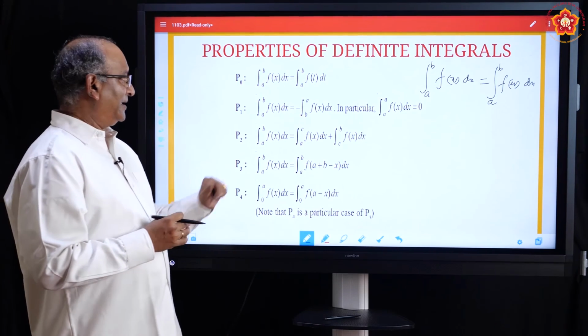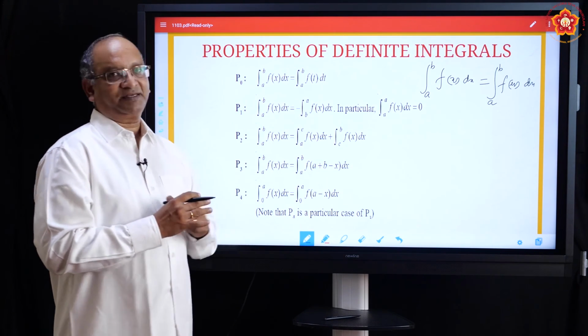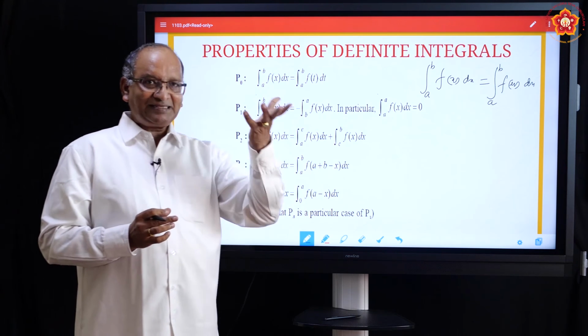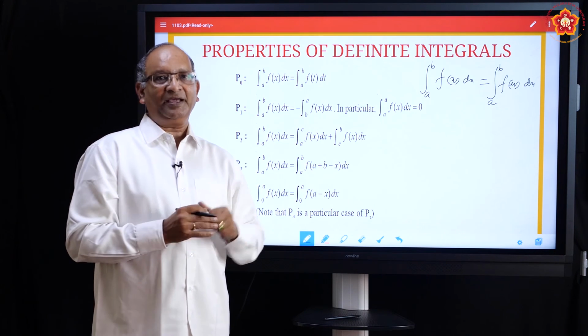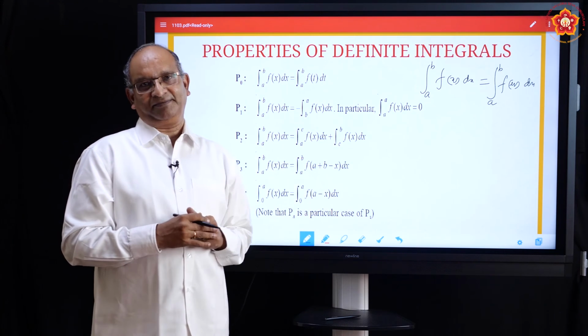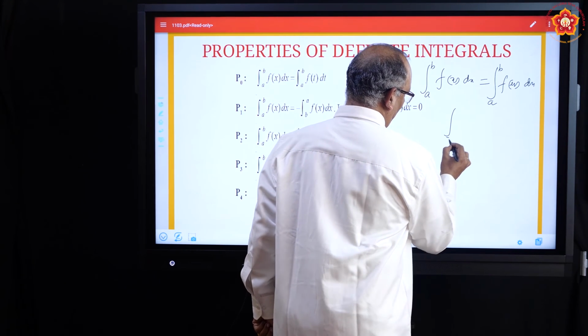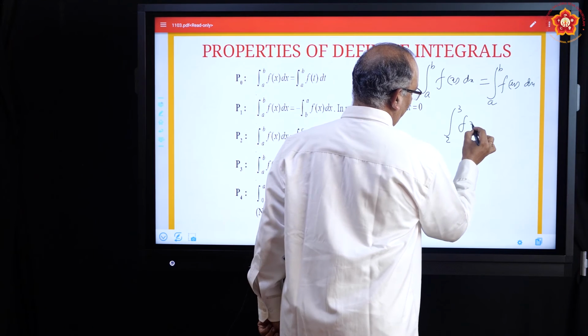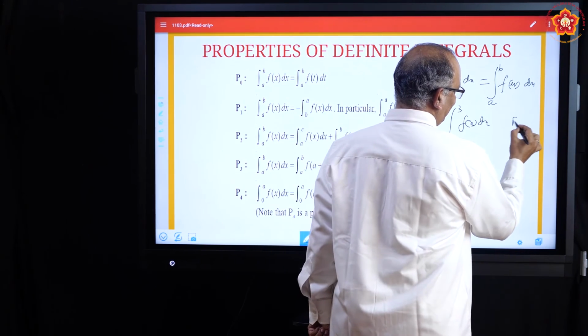P2: ∫ from a to b f(x) dx equals minus ∫ from b to a f(x) dx. Means what? If you interchange the limits, instead of a to b, if you make it b to a, you have one negative sign. Now let us say, for example, we have ∫ from 2 to 3 f(x) dx. Anything can be the answer. Let us say the answer is F(x).